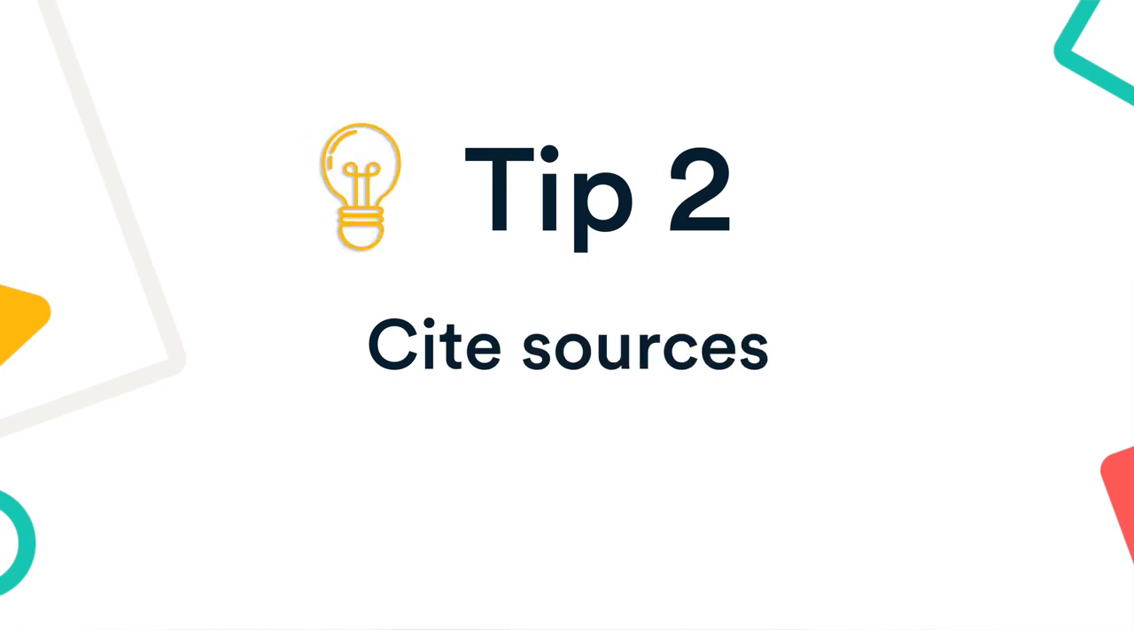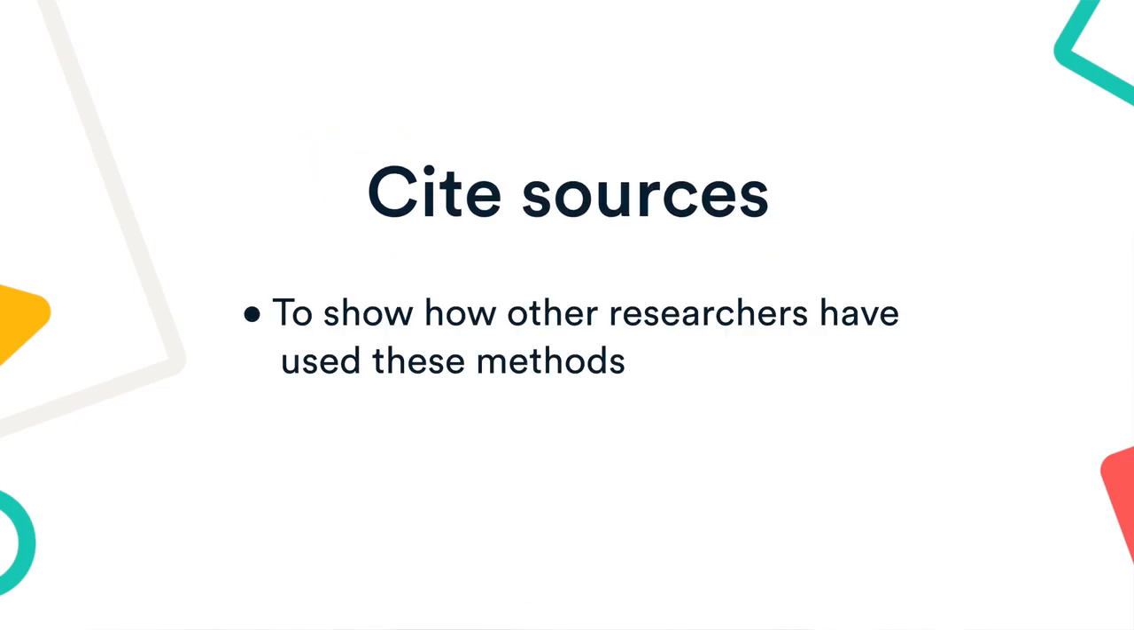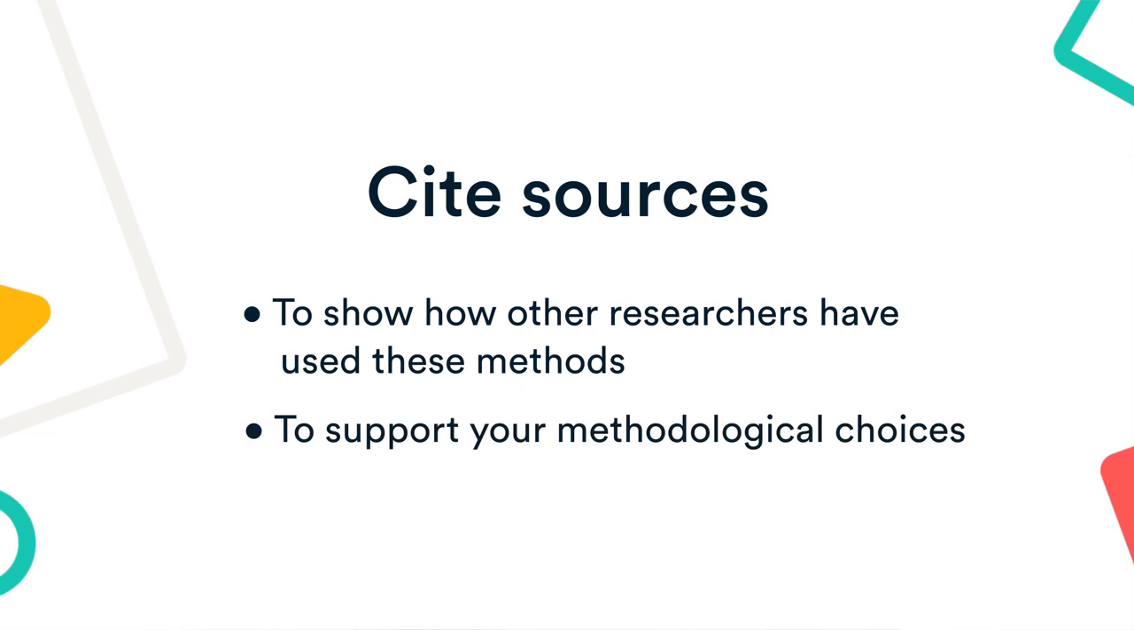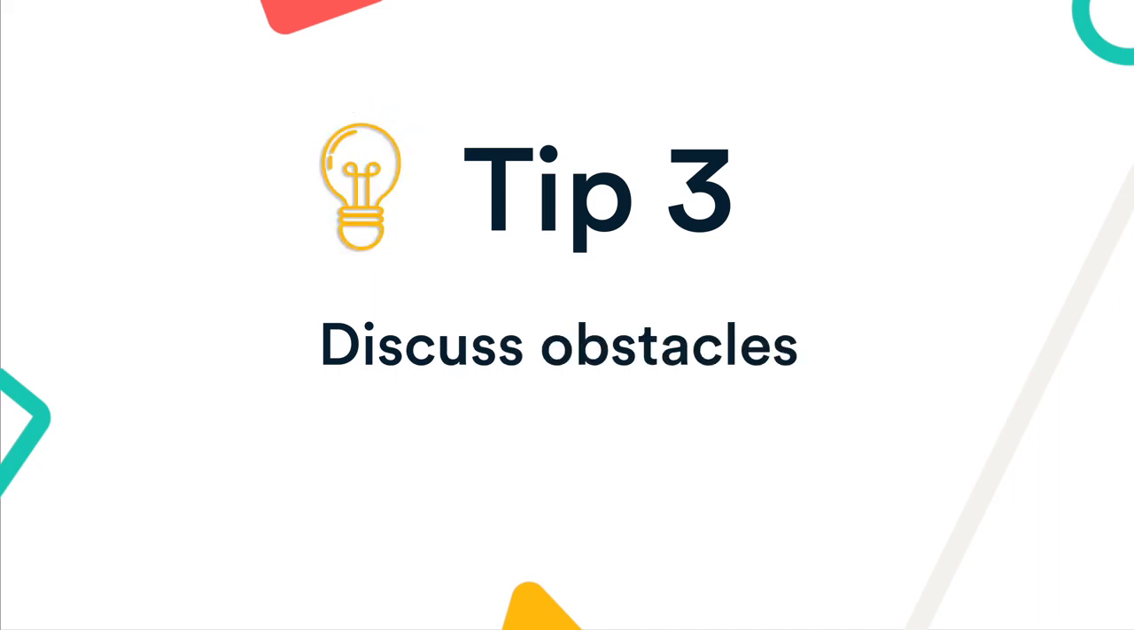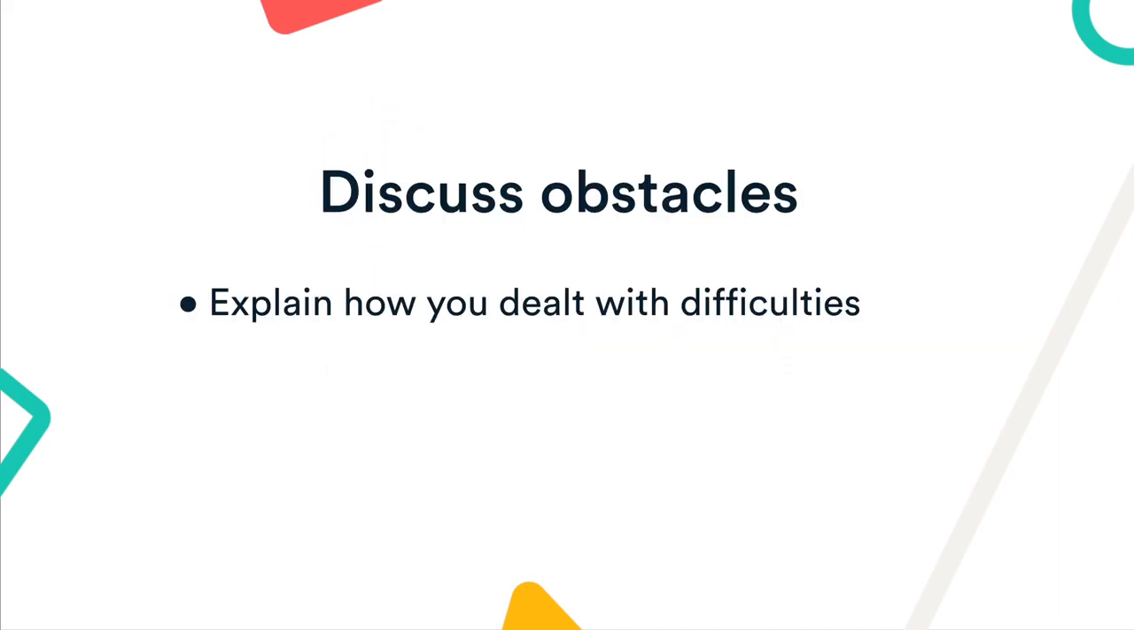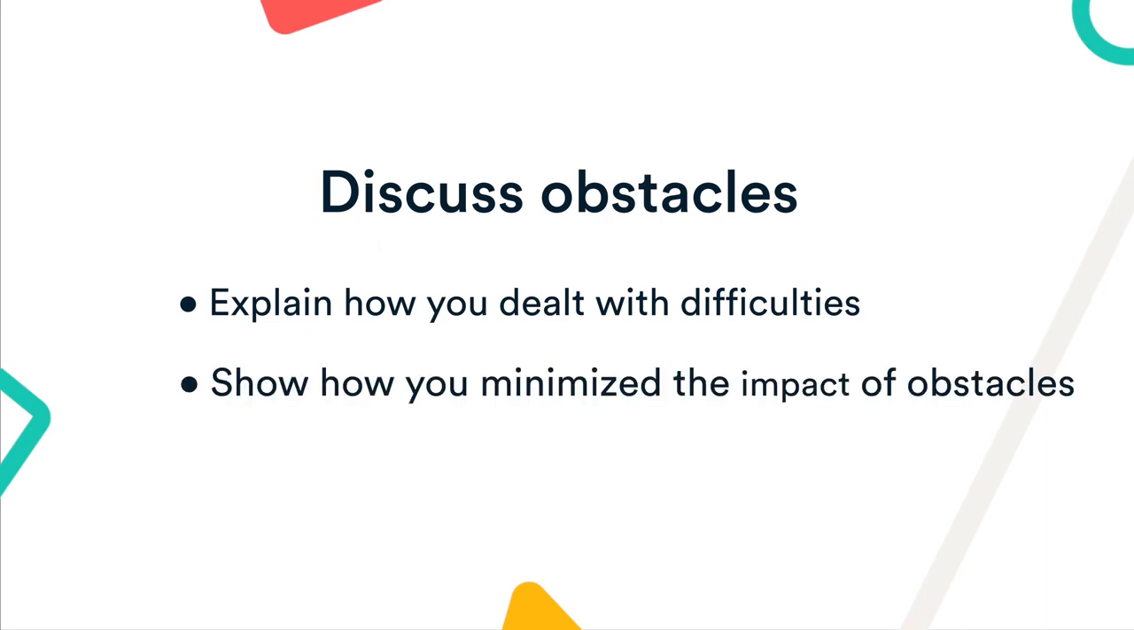Strengthen your methodology by referencing existing research that uses similar methods or citing methodological literature that supports your choices. You can use Scribbr's free citation generators to create MLA or APA citations. Click here. If you encountered any difficulties in collecting or analyzing data, explain how you dealt with them. Show how you minimized the impact of any unexpected obstacles.